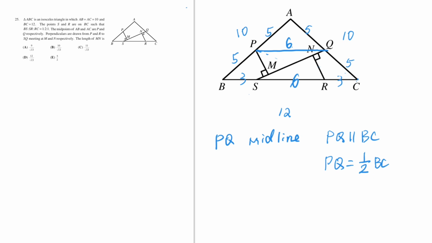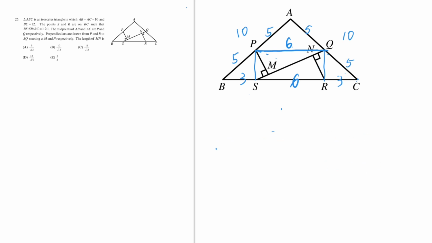So PQ is parallel to SR and they are the same length. So if we connect PS and PR, that's a rectangle, because they are the same and parallel. So now we've got PQRS, that's the rectangle.